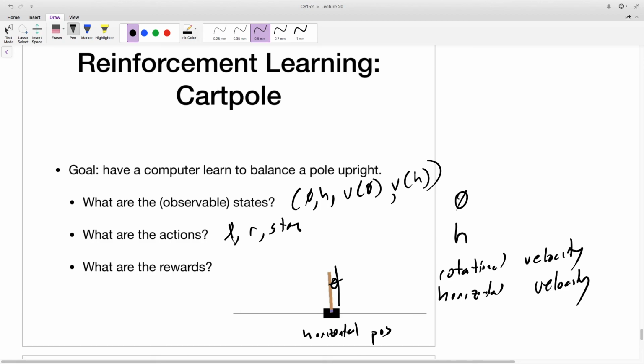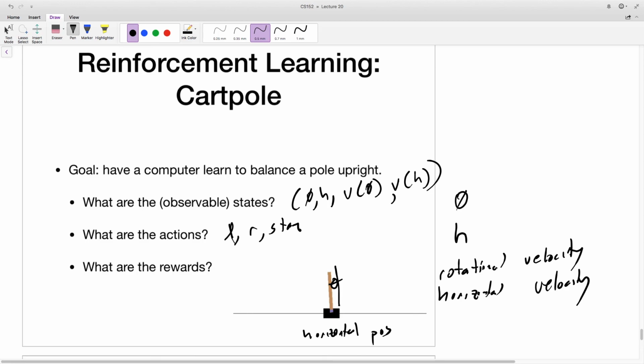We could do proportion of the angle. Why do we care what the angle is? I just wanted to balance for now. How would you reinforce it proportional to the time it stays up? We've got time steps. Let's say we're doing this every 10 milliseconds. It's either balanced or it's not balanced.